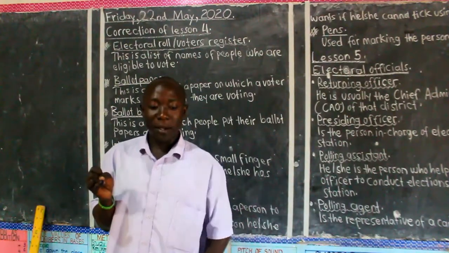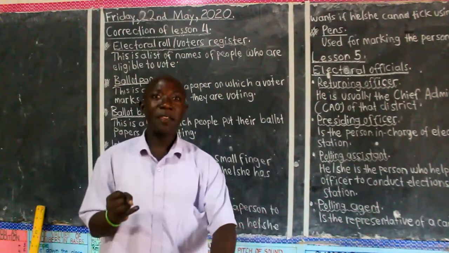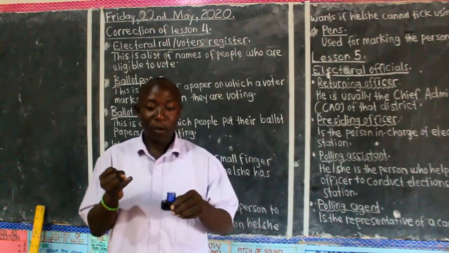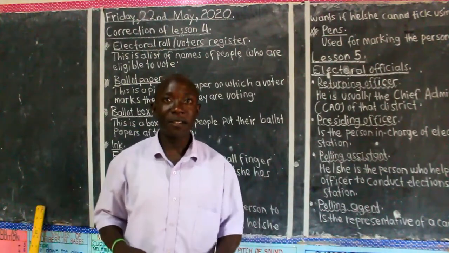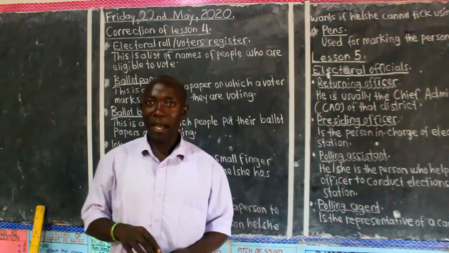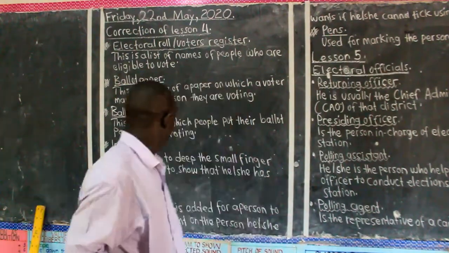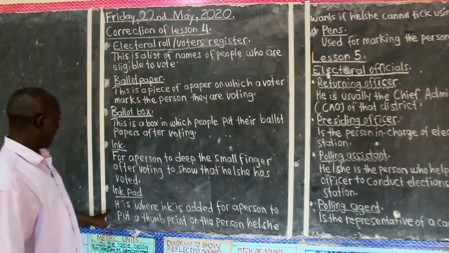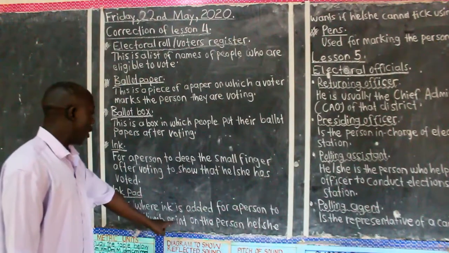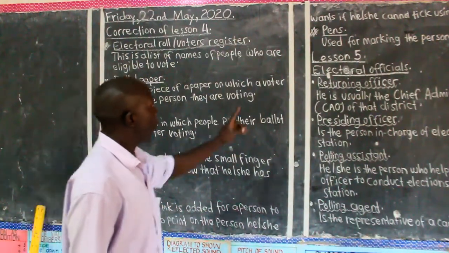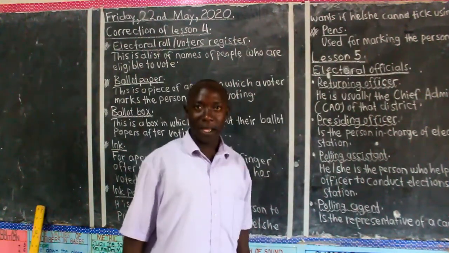A person votes only once. When you are finished voting, they give you ink, like the one I've shown you. Then you dip your finger, and after dipping, it shows that you have finished voting. You are not allowed to vote a second time. So, there is what we call an ink pad. An ink pad is where ink is added for a person to put a thumbprint on the person he or she wants, if he or she cannot tick using a pen.